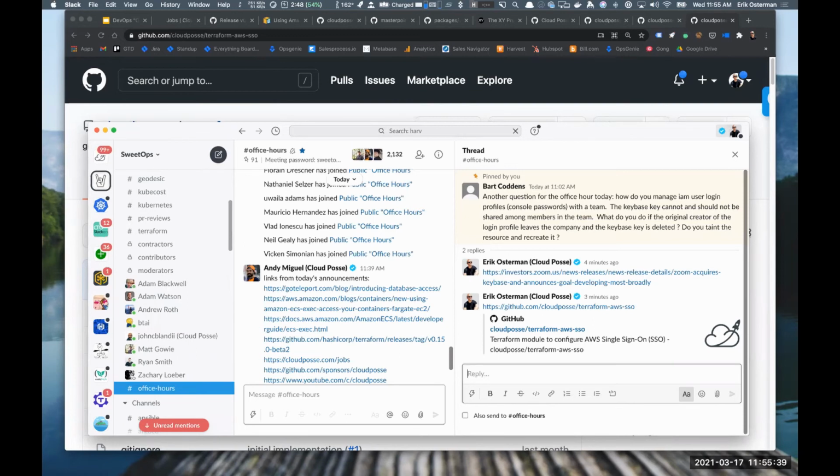So the final question there to Bart was, what do you do if the original creator of the login profile leaves the company? You just deprovision that IAM user, right? Do you taint and recreate it? I'm not following that part. I would just delete the resource or deactivate the resource.